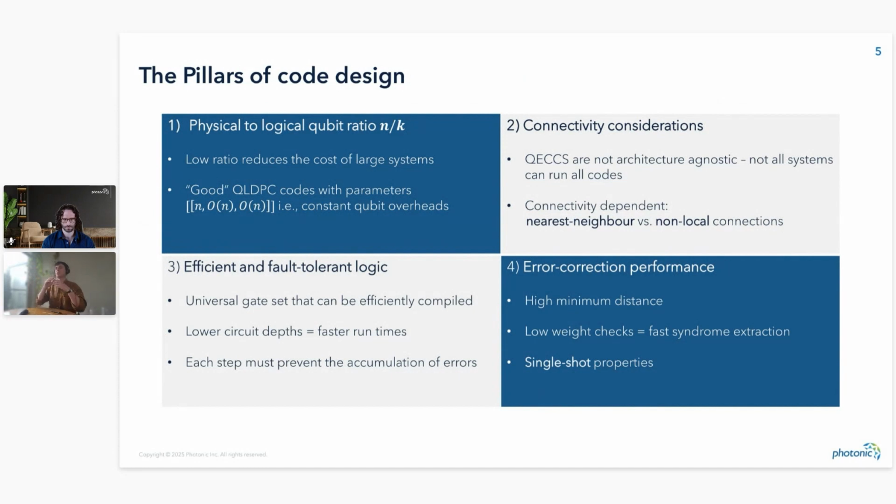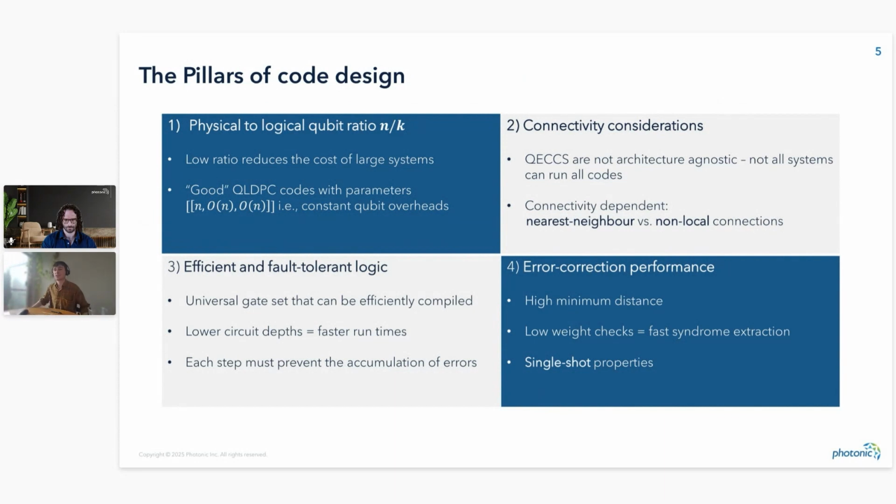Obviously, this gives you an overall picture of how much your system is going to cost in terms of physical resources. Lower ratios bring down the cost of large systems. And this is where a lot of effort has been focused in developing QLDPC codes recently. In particular, we've seen the introduction of good QLDPC codes, with constant qubit overheads, which is amazing, and also linear distances. So these are really nice codes.